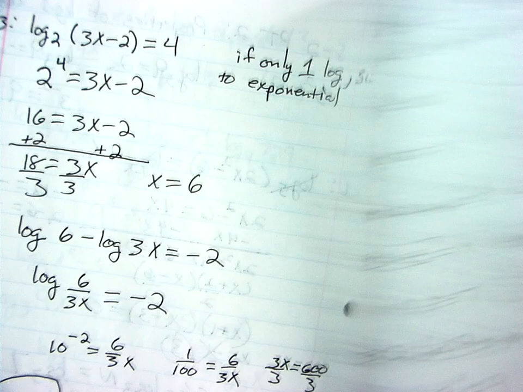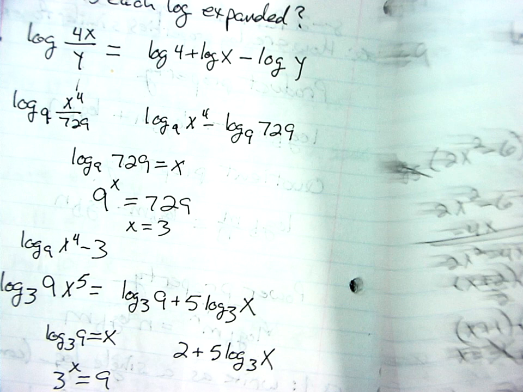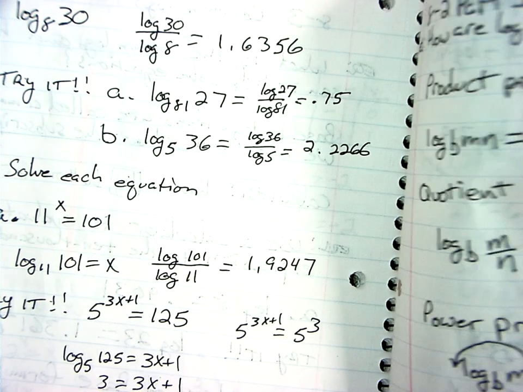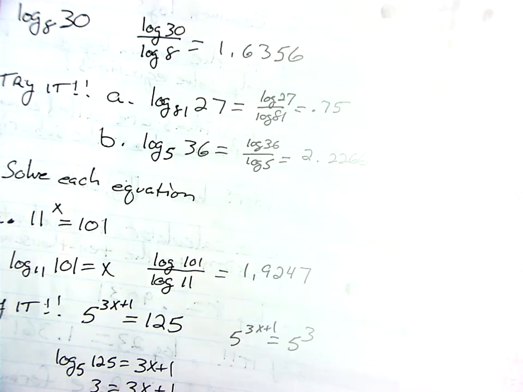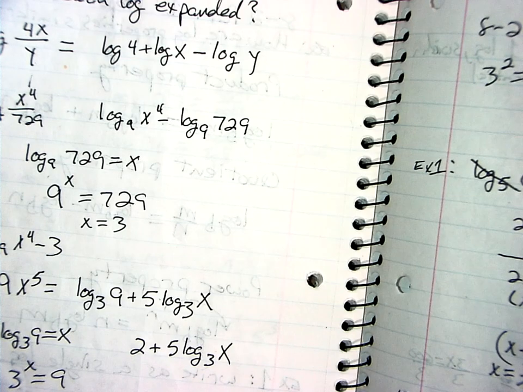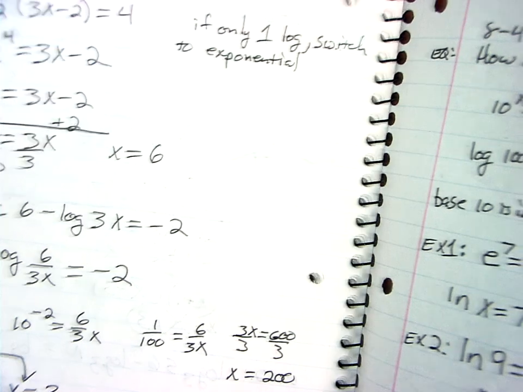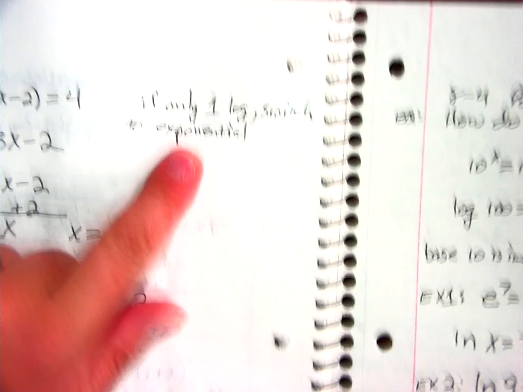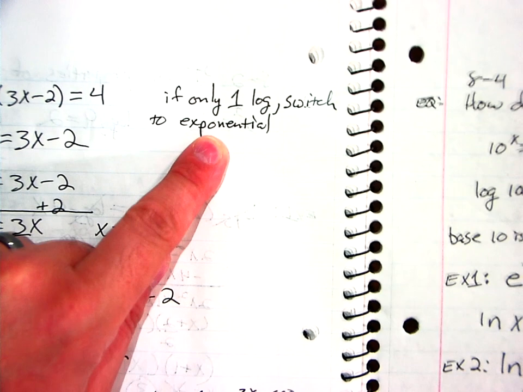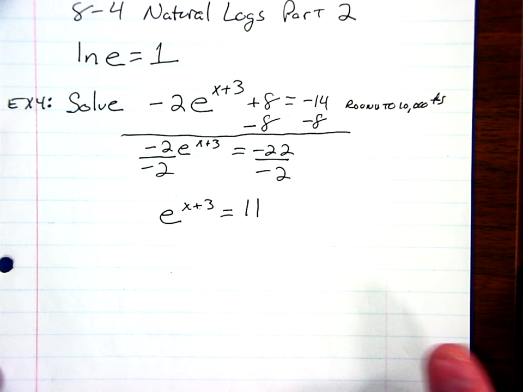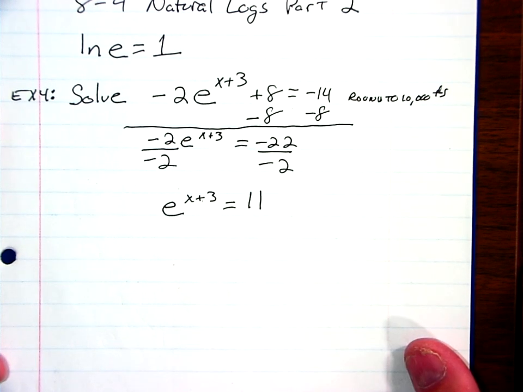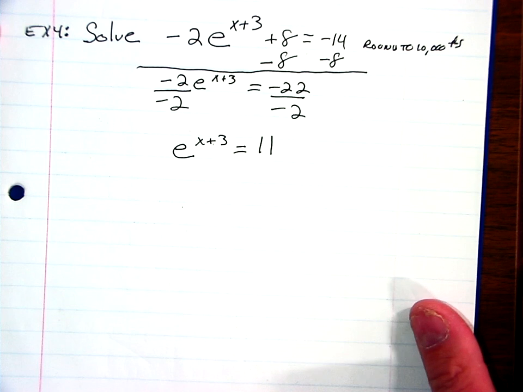All right, let's look back in our notes for a second. Let's see, where is it? I'll find it. Hold on. What does it say right here in our notes? If only one log, switch to... so how many logs? That's not it. All right, we good? We're going to need to know that in just a second.